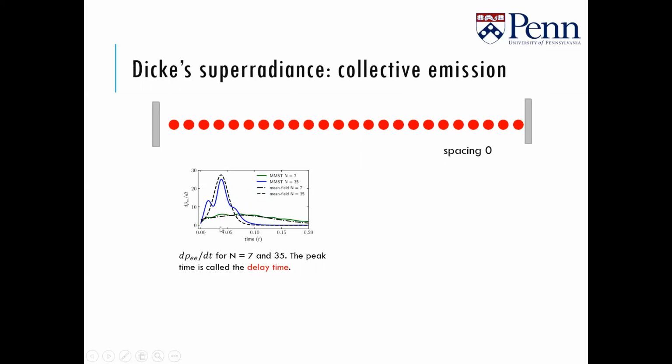We call this time the delay time. So basically, MMST dynamics predict that at the delay time, the derivative of the excited state population will have a peak, and then it will go to almost zero. Such a behavior can be predicted by a simple mean field model. But remember that in MMST dynamics, we average the result over many trajectories.